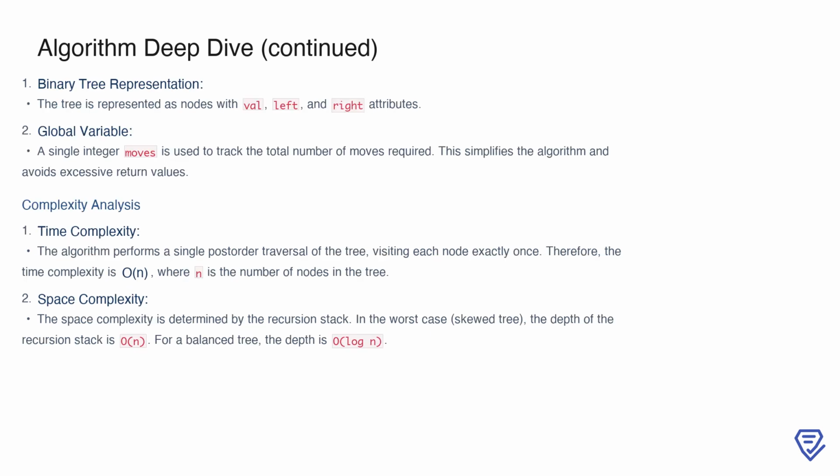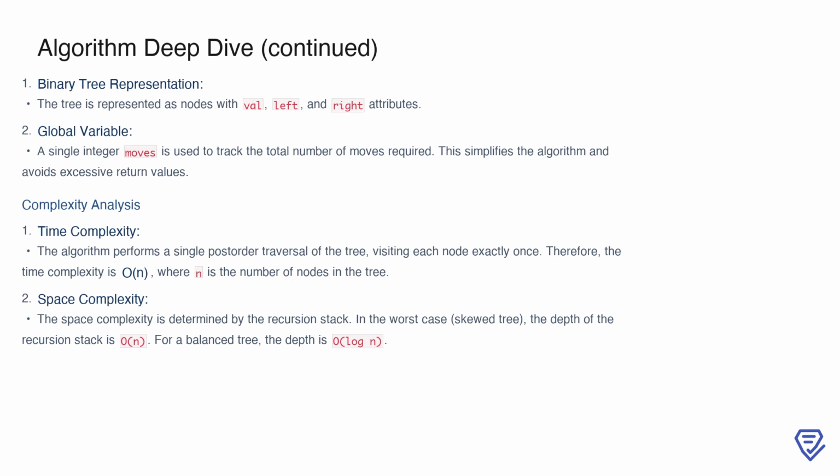The binary tree is represented by nodes, each with 3 attributes: val for the number of coins at the node, and left and right for its child nodes. To track the total number of moves, we use a single global variable called moves. This approach avoids the need to manage complex return values across recursive calls.